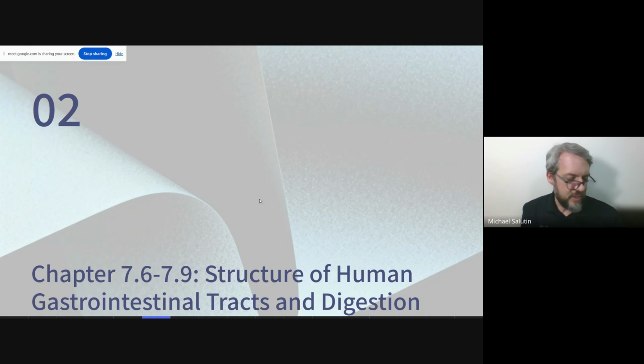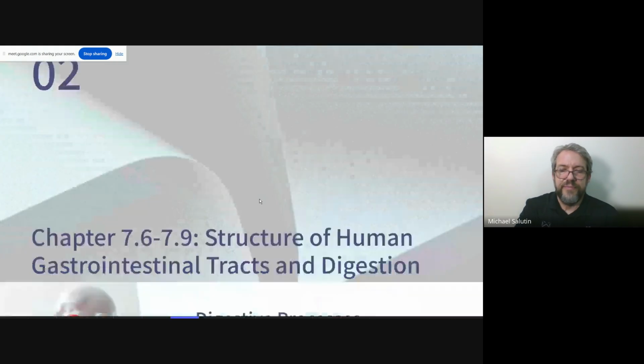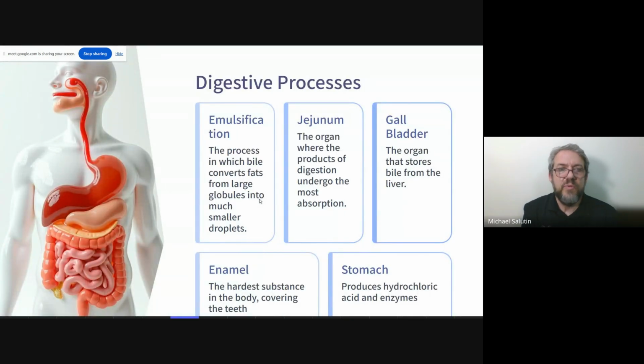Okay, we're going on to the next section now, and this is chapter 7.6 to 7.9, the structure of human gastrointestinal tracts and digestion. So we will look at a few processes and parts of the digestive system here. First definition you need to know is emulsification. This is the process in which bile converts fats from large globules into much smaller droplets.